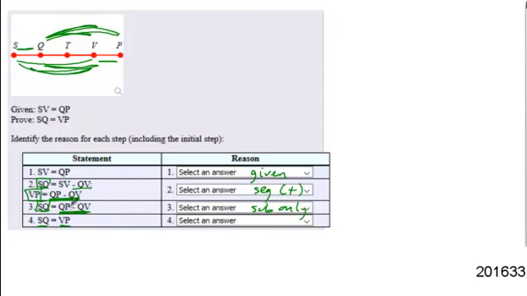SQ and VP are both set equal to the exact same thing. So they are equal by what? Transitive property, or substitution. Again, transitive property is always also an example of substitution. And so that would be my complete proof.